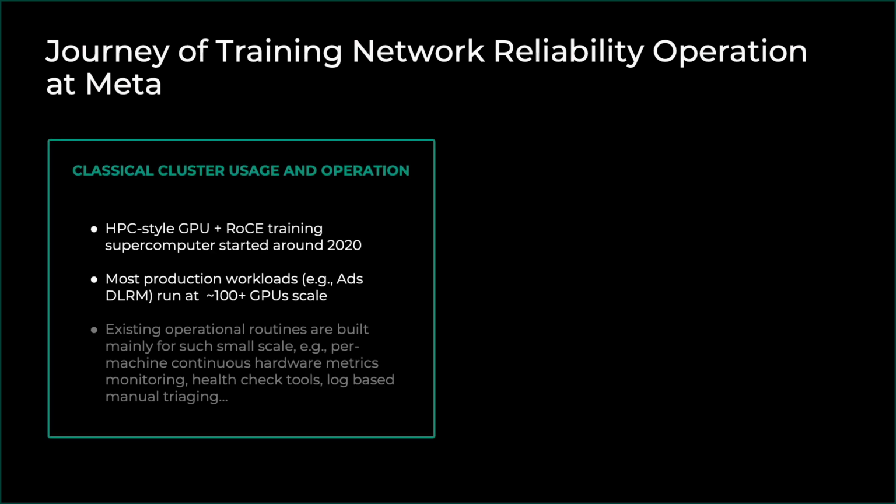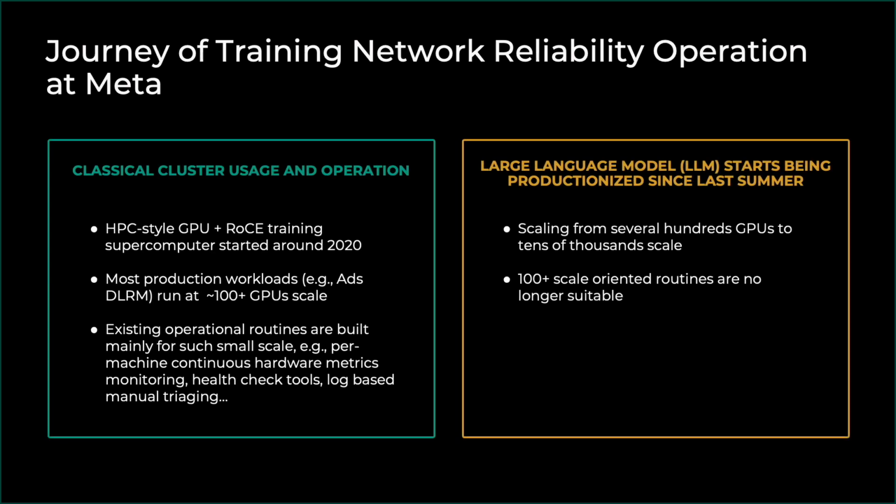Meta has been operating parallel training on HPC-style supercomputing systems starting around 2020. The system typically consists of GPUs connected with a RoCE network. Most of our production workloads during the past years are ads models. They are running around 100 GPU scale. We have built an enriched operational routine based on these 100 GPU scale workloads.